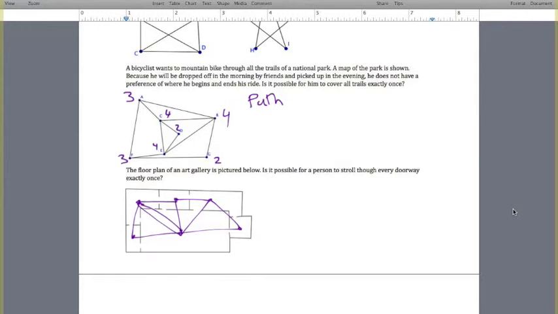So I just did mine right on top of the floor plan. You could draw it off to the side, but we need 6 vertices. You could label them A through F, and then each doorway becomes an edge. Is this a simple graph? Wait, no. Why not? Because A is connected to E twice.